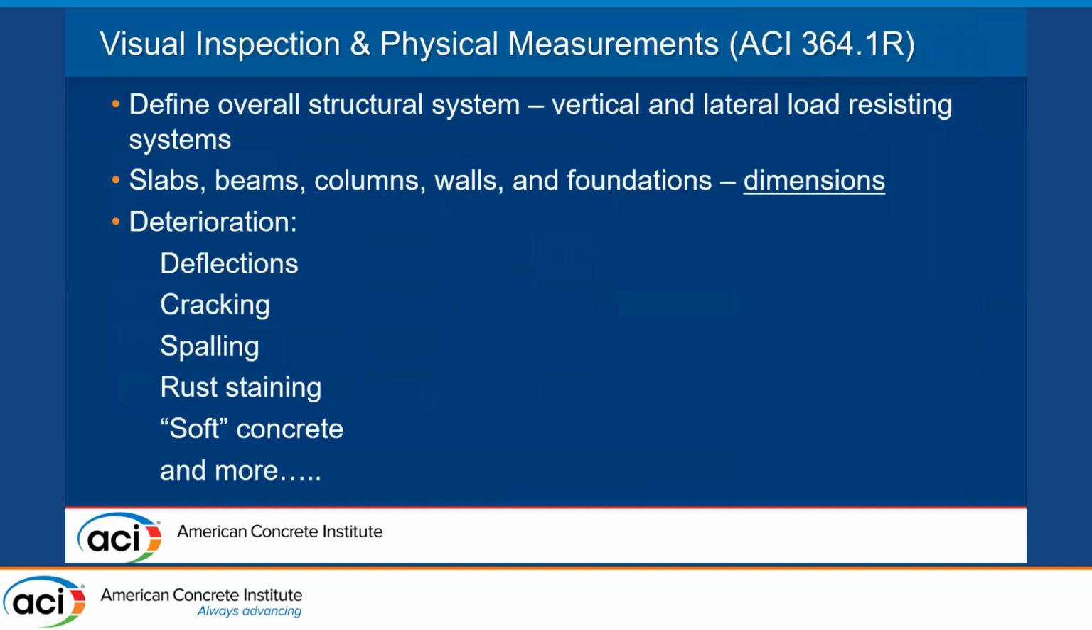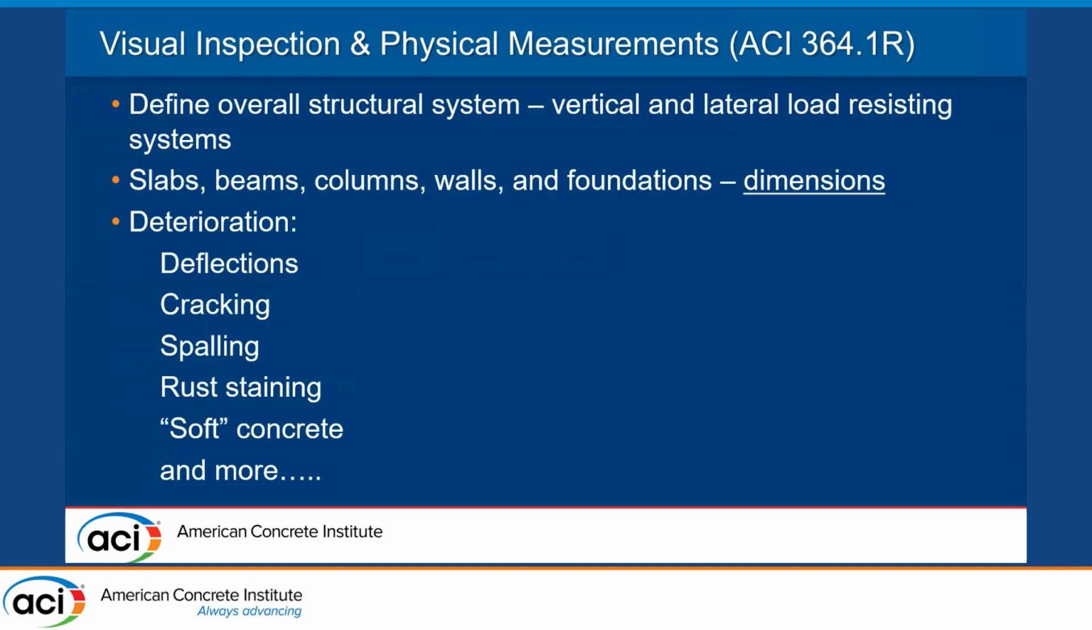Visual inspection and physical measurement. The first thing you have to do is define what the structure is. Is it just a frame structure? Is it simply supported? Is it shear walls used for lateral load resistance? You have to define what that structural system is, which means you're going to measure slabs, beams, columns, walls, foundations, get dimensions. Yes, go out there with a tape measure, start recording everything, and use lots of pictures.